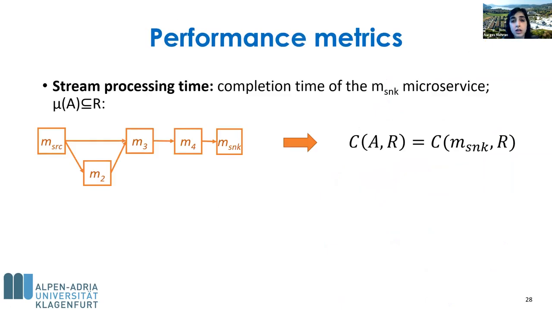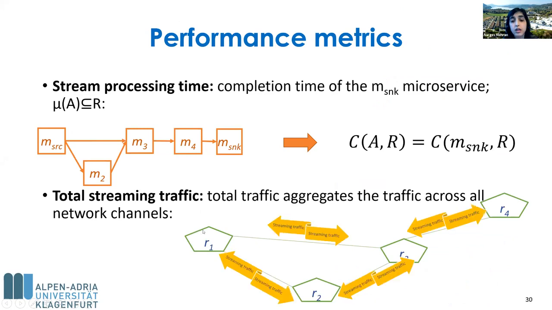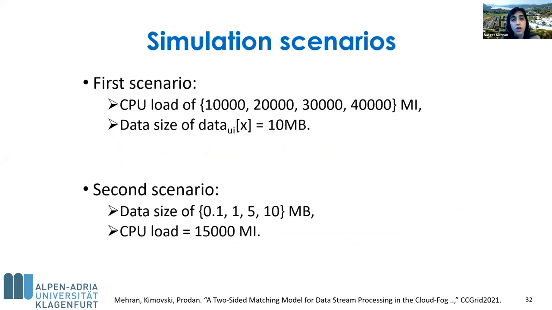For evaluating the methods, we designed two different metrics. One of them is the stream processing time, for which we consider the completion time of the last microservice, and also we consider the total streaming traffic based on the aggregation of the data that will be passed through the network channels between the resources. We compared our work with three state-of-the-art approaches. One of them is the cloud approach, and the two others are combinations of resource allocation in the cloud and fog. For the simulation, we consider two different scenarios.